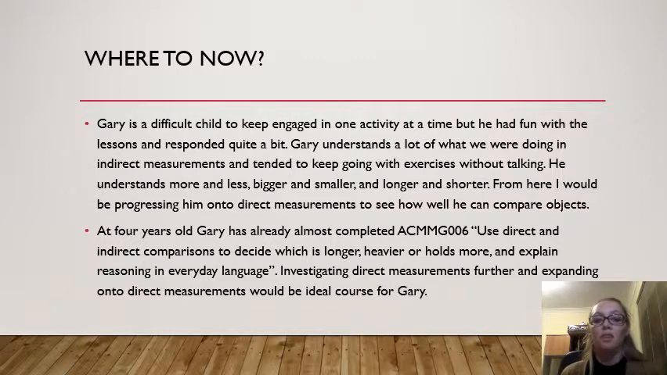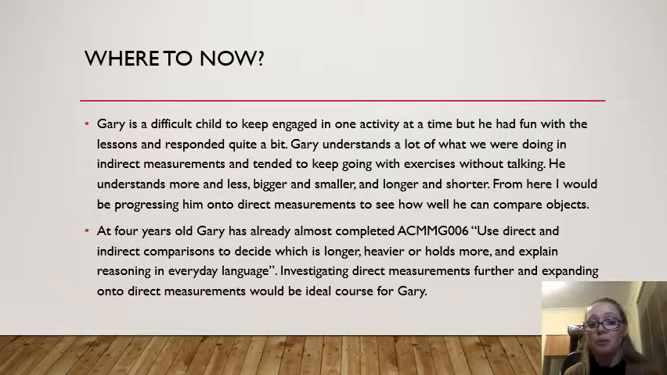So during this lesson, I found that Gary was a quite difficult child to control. He's very hyperactive and inquisitive and wanted to keep going with every activity that we did. So each activity did take quite a long time. But during each activity, he understood what he needed to do. He had a lot of fun and he was able to do all of the indirect measurements, holding the cars along the edges and comparing them. He knew that one was bigger because it held more and one was shorter because it didn't hold as many. So from there, I believe that I'd move him on, probably do some more with indirect measurements, but also furthering him with direct measurements, see how well he can compare different objects.